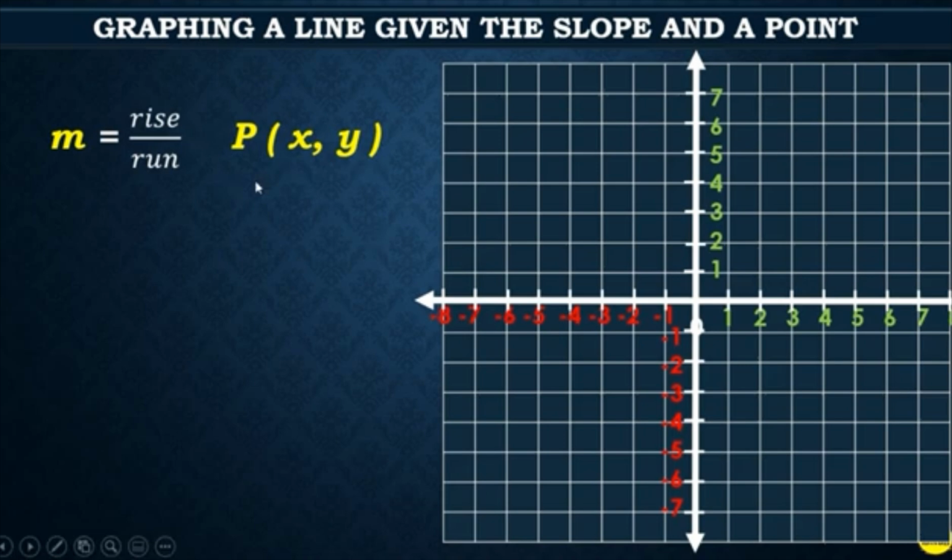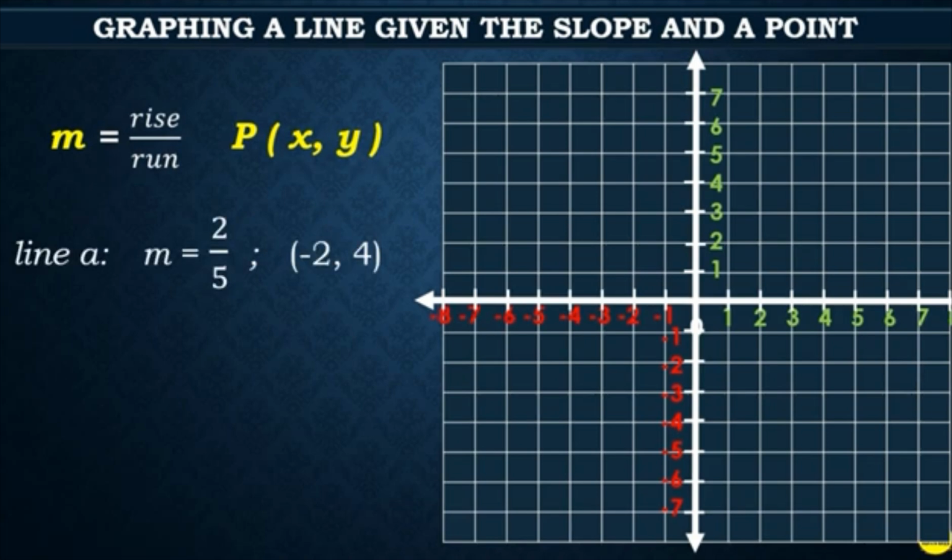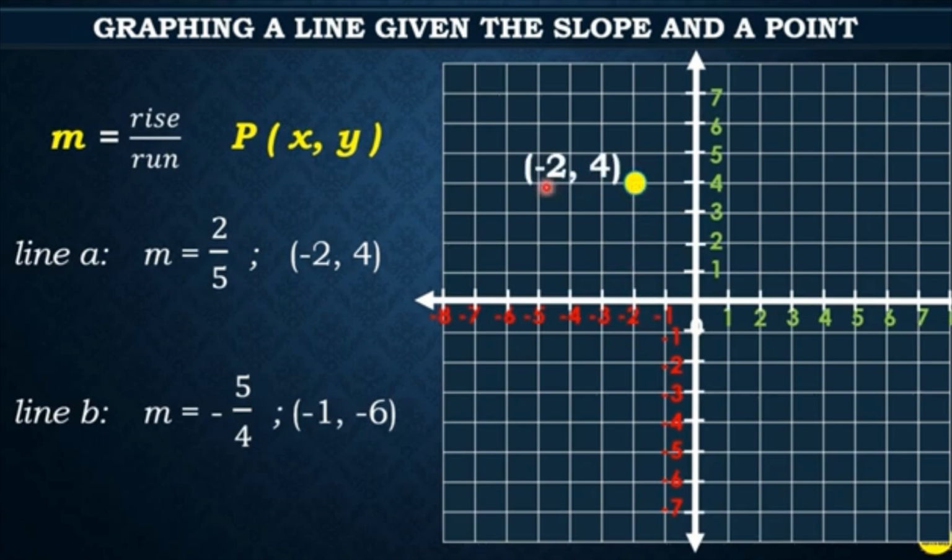So, ang unang gagawin, we need to plot the point first. Yun palagi. And then, tsaka natin ilalagay o ipaplot yung ating slope. Okay, so let's start. So, I have here two lines. So, una natin gawin, si line A. So, i-plot muna natin si point negative 2, 4. Ito siya. Okay, so this is your point negative 2, 4.